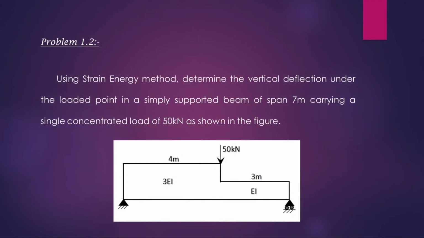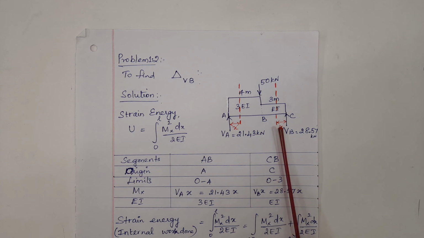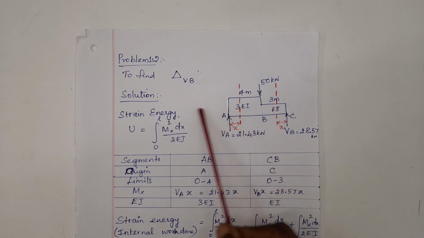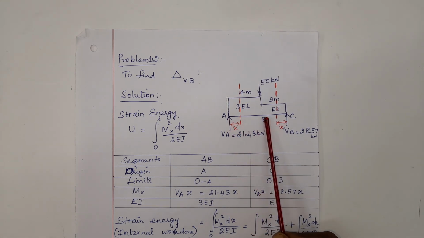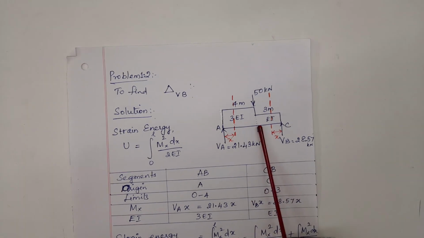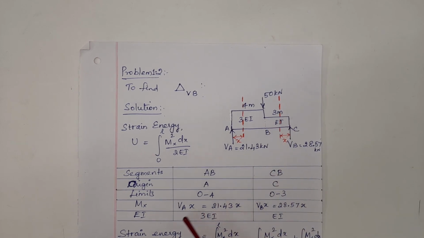We'll go to another problem. The details are given here. A stepped beam, a variation of EI is shown. Sections are taken in both the segments. We need to find the value of delta VB, the vertical deflection at B. Here, this portion limits are from 0 to 4. The span is 4 meter. This portion limits are from 0 to 3. The segment length is 3 meter.